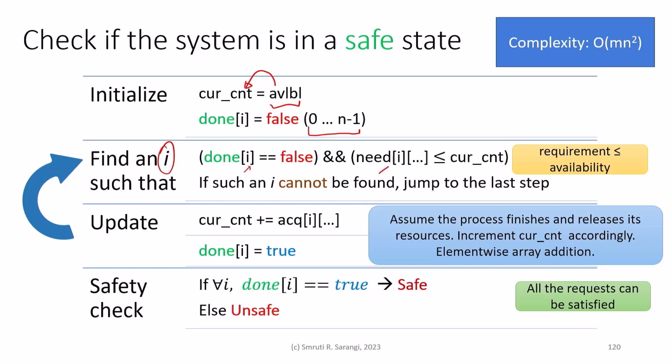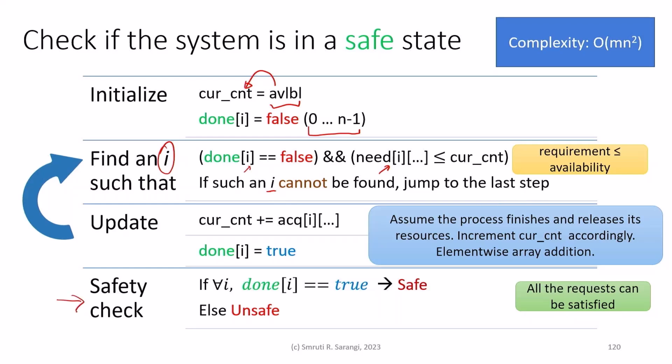And my needs, whatever I need, subject to the fact that I will acquire my stated maximum, is less than or equal to the current count, which means that whatever my requirement is, that is less than the availability. If that is the case, then I go to the next step. If such an i cannot be found, I jump to the last step.